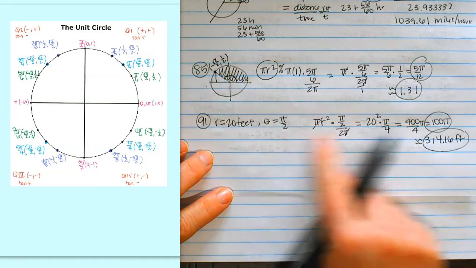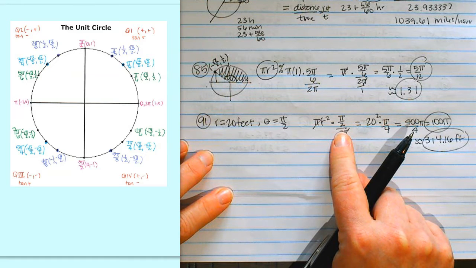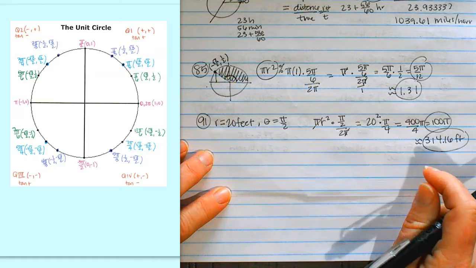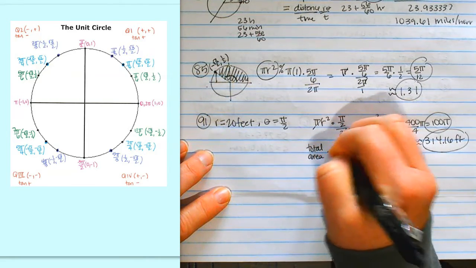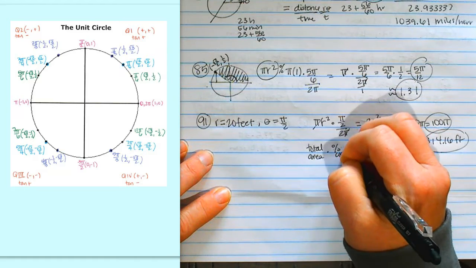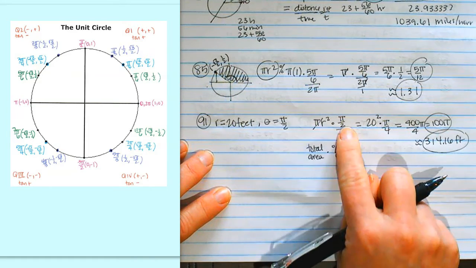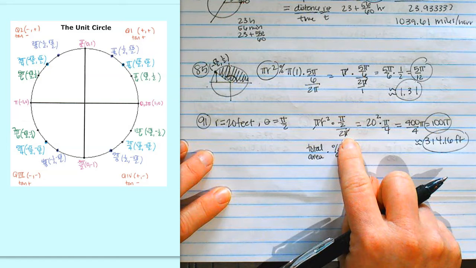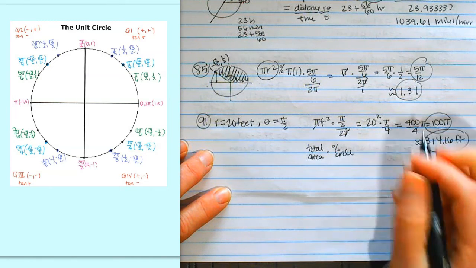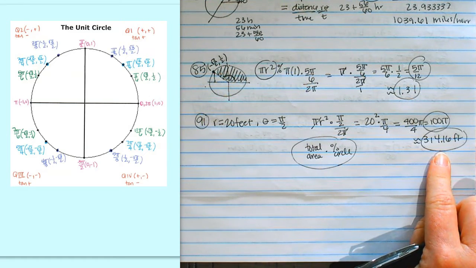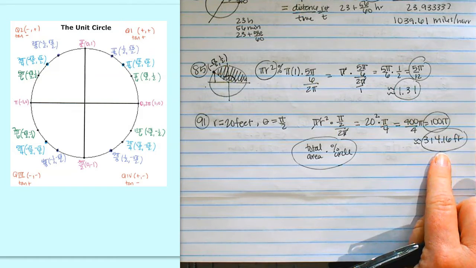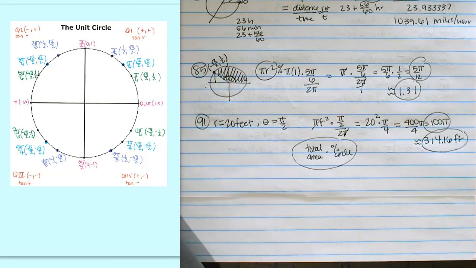again, the book simplifies this equation, and I don't, because I'm full. Like, I don't know that I can memorize any more formulas. So I consider it to be total area times percentage of the circle. So pi r squared times whatever the angle is divided by 2 pi, because circles are always 2 pi around as far as the angle measure. So that's how I do it, and then I still got 314.16 feet because it was 100 pi when it simplified.